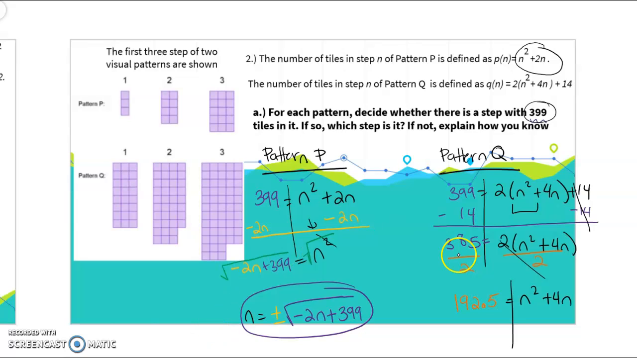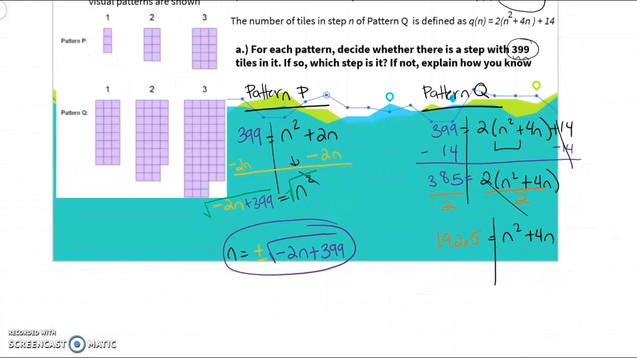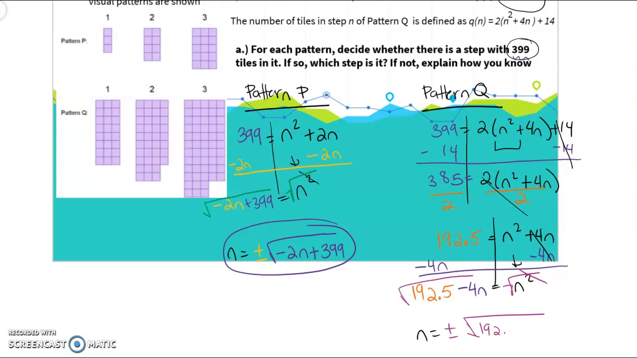And I think you can kind of see where this is going, especially when we just did the last one here. I need to get n squared by itself. So I actually need to subtract that 4n. But remember, can't combine it with the 192. That does not have an n. Keep them separate, people. Keep them separate. All right, cancel that out. And take the square root of your final product. And what you get left is n equals plus or minus the square root of 192.5 minus 4n.